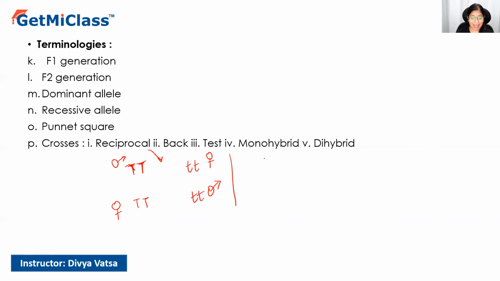What do we do in the back cross? Whatever generation is obtained, suppose capital T and small t fuse to form capital T, small t. Now, if this capital T small t is fused with either capital T or with any of the parents, then that would be called a back cross. So this would be called a back cross.